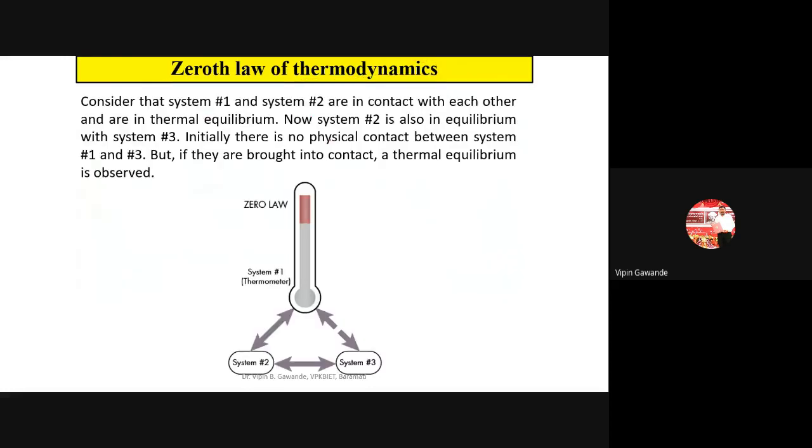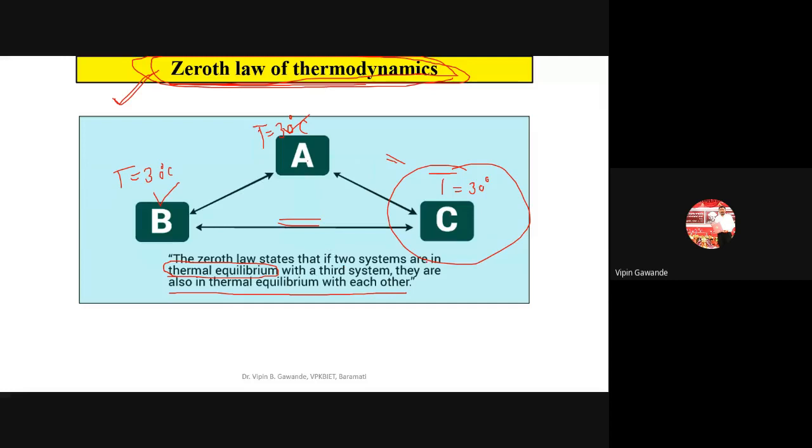Okay, so this is again the same thing. Now this is our first system, this is our second system, this is our third system. If you measure the temperature of system 2, and this temperature is equal to the temperature of system 3, then the temperatures of 2 and 3 become the same. So if two systems are in thermal equilibrium with the third system, then they are also in thermal equilibrium with each other.